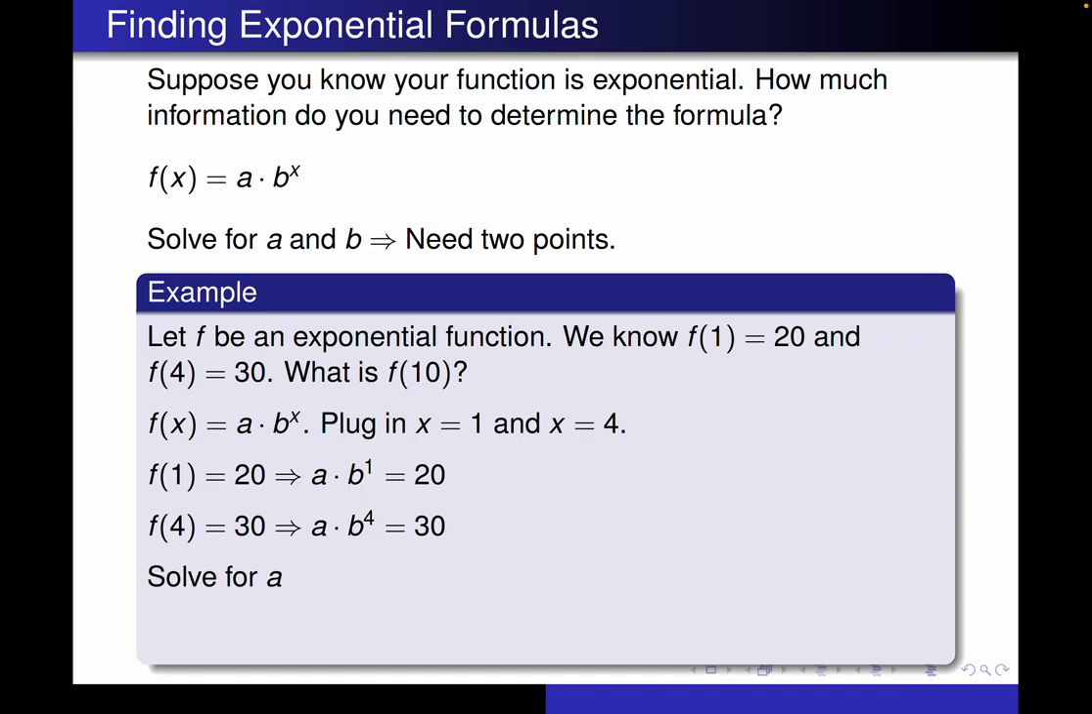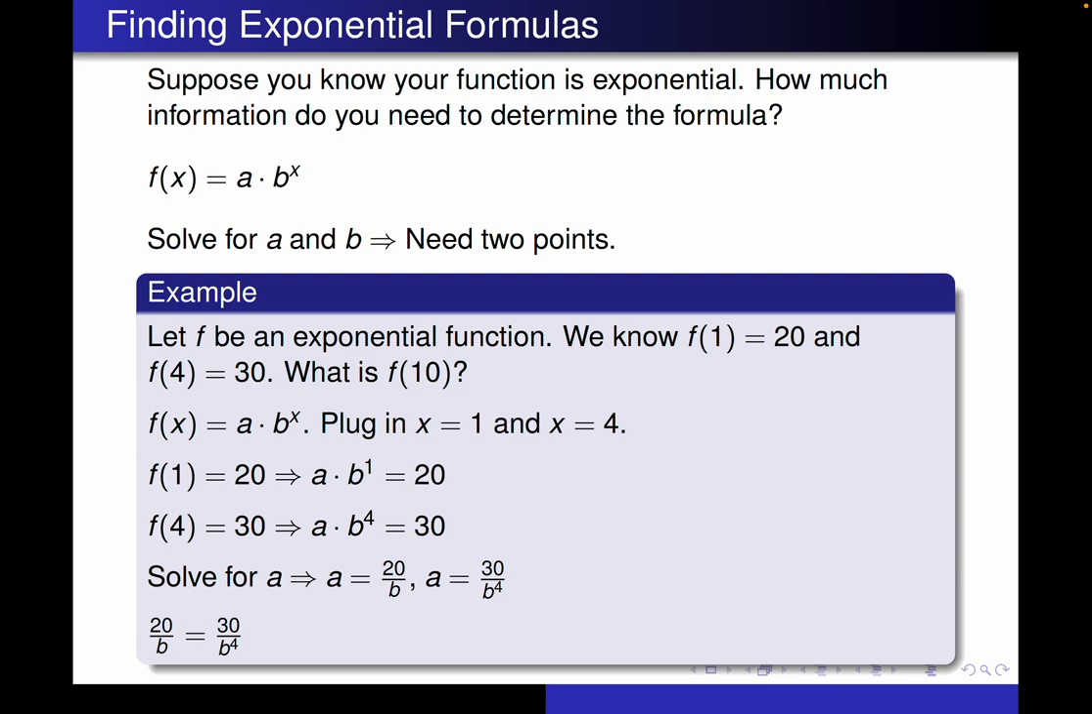There are lots of different approaches, but probably the easiest way in my eyes is to solve for a in both equations. If we take the first equation and solve for a, we divide both sides by b to get a equals 20 over b. If we solve for a in the second equation, we divide both sides by b to the fourth. We get a equals 30 over b to the fourth. Now 20 over b and 30 over b to the fourth are both equal to a. That means they have to be equal to each other.